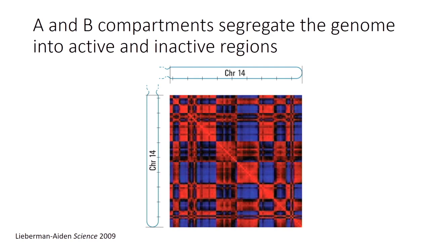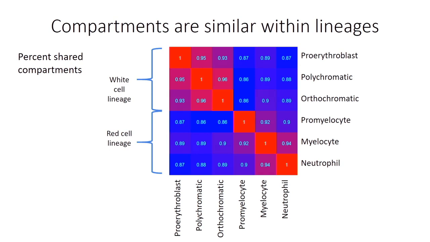The key observation is that if you look at the 3-dimensional contact patterns, things that are in the A compartment tend to interact with other things in the A compartment, and vice versa. So our question is, what's going on with these compartments during blood cell differentiation? We're looking at the percentage of shared compartment structure between cells in the different stages. We have the 3 stages of the white cell lineage here and 3 stages of the red cell lineage, and not unexpectedly, you get the strongest correlations within lineage and less similar compartment structures between lineages.